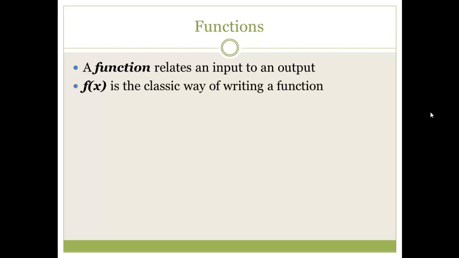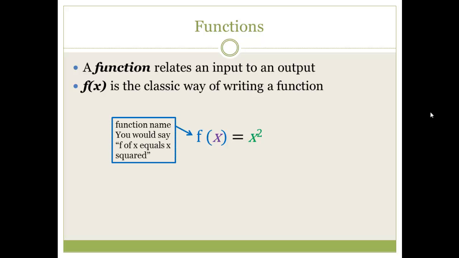Functions. A function relates an input to an output, and the output is somehow related to that input. F of x is the classic way of writing a function, but you'll also see it written in other ways. The f of x is the function name. You would say this function as f of x equals x squared. The x is the input. The x squared is the output.